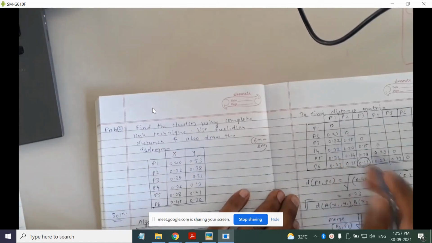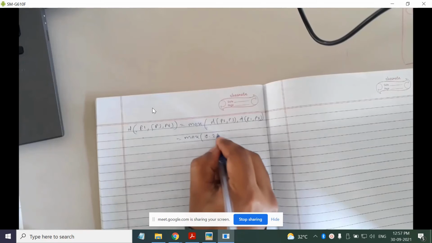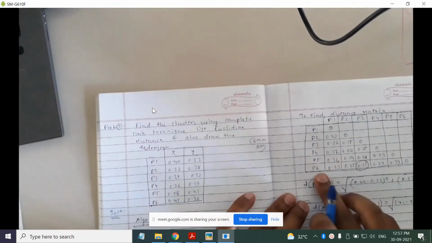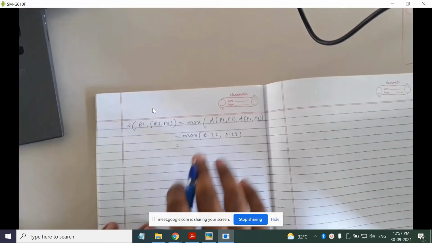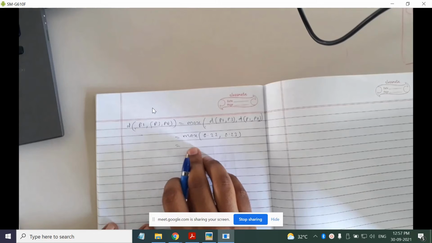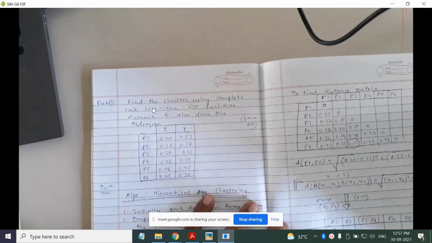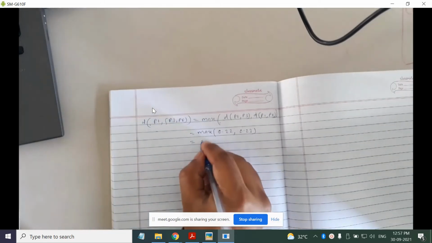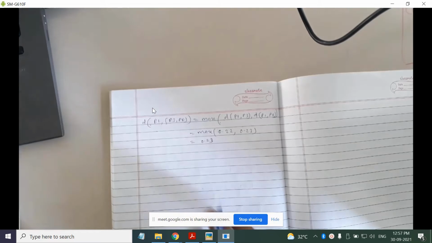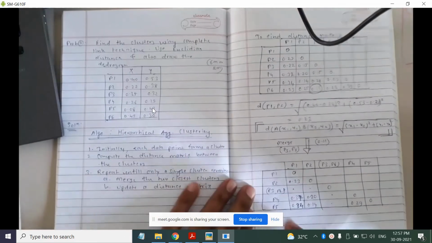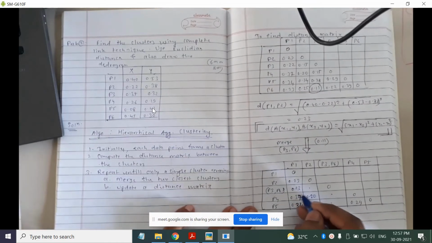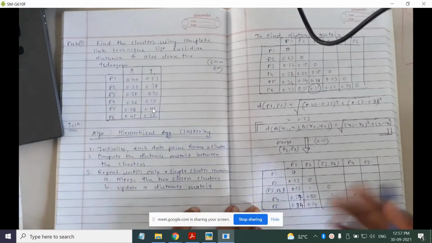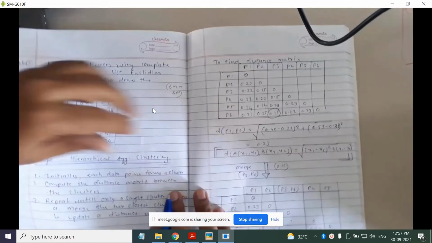P1 P3 is 0.22, P1 P6 is 0.23. So you can write the procedure for one point, then you can easily fill using the table itself. I am showing the detailed procedure for one point, but I will be filling directly here. So the distance which came is 0.23. For this point, let us write from the table itself.